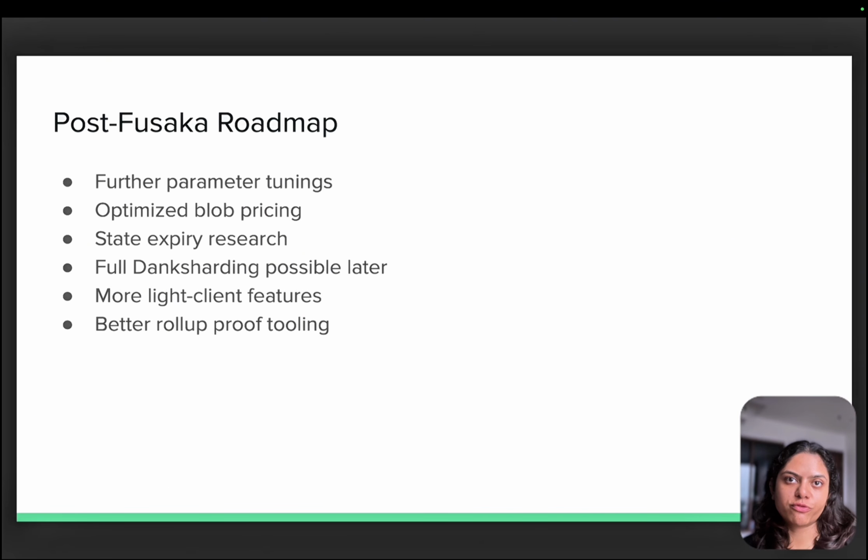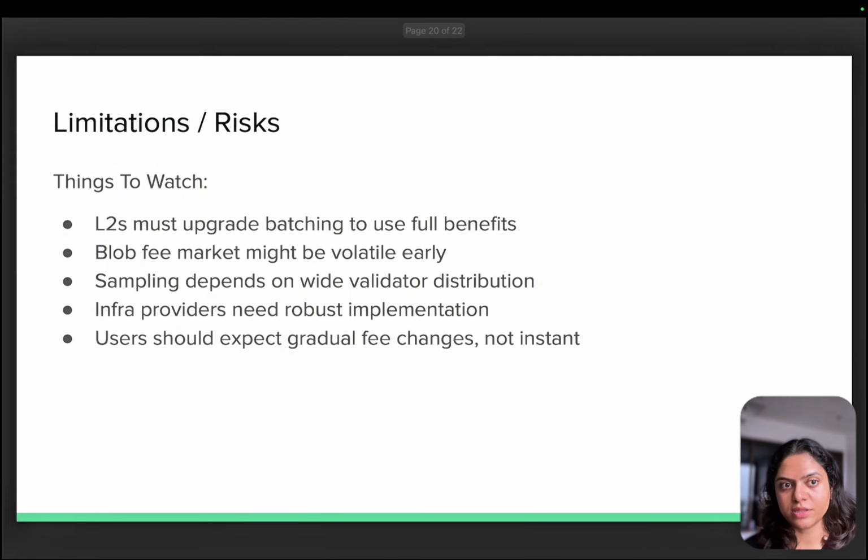Then after the post Fusaka roadmap, we also see some of the limitations or risks with this upgrade, because with a new upgrade come new risks and new limitations that we don't know about yet. So not everything is perfect at first. We learn how to scale, and then we see what problems we are facing, and we solve them. So Fusaka also has some limitations sometimes.